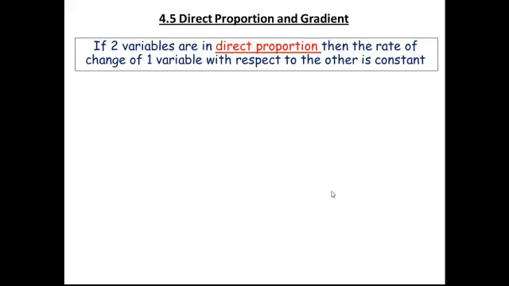We're going to take a look at direct proportion and what it means and how it's related to all of the linear graphs and the gradient that we've been studying. So just a quick definition, if two variables are in direct proportion, then the rate of change of one variable with respect to the other is constant. So that's a bit of a mouthful. We'll just take a look with an example at what that means.